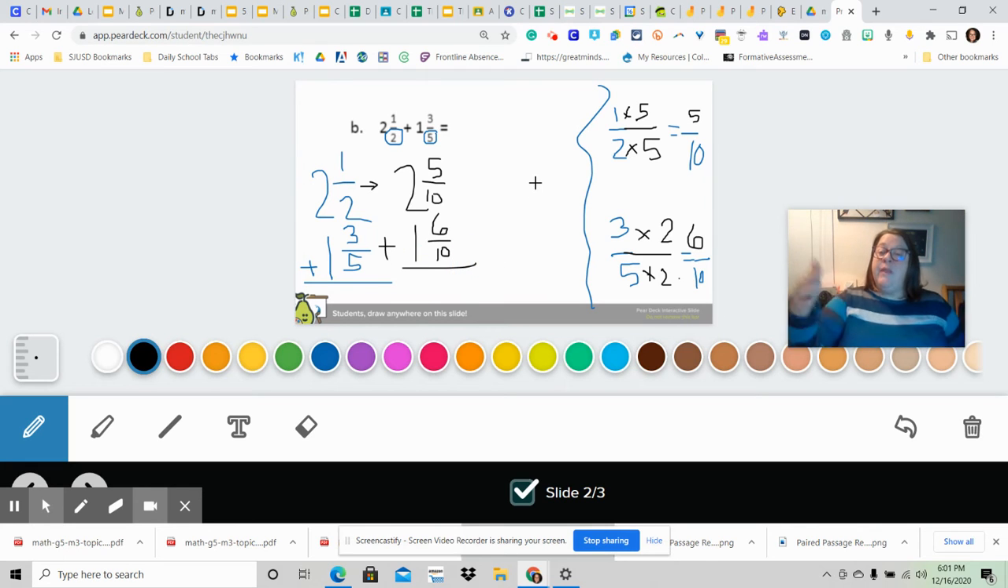Okay, so this is the other way that you could add it up. And this is the more common way that you're used to seeing. So we always start with our fractional parts because that is our smaller unit. And we know that 5 plus 6 is 11. And the denominator stays the same, so it's 11/10. And then we have 2 plus 1 is 3. So it's 3 and 11/10.